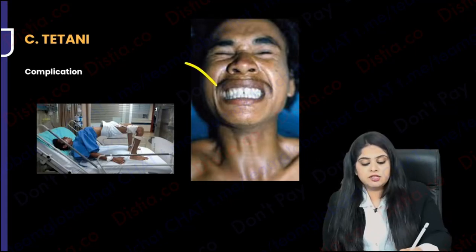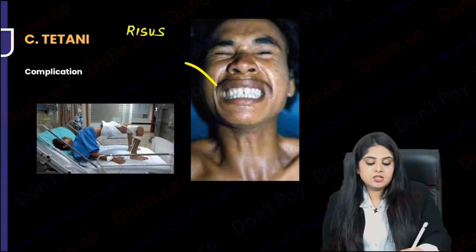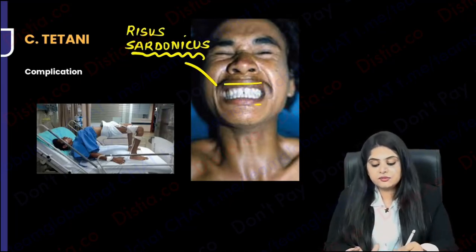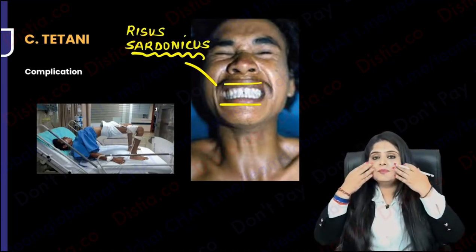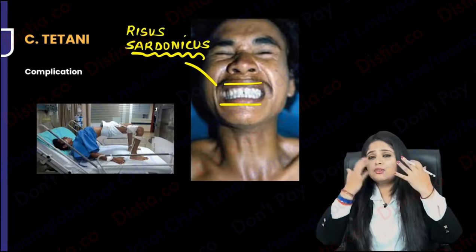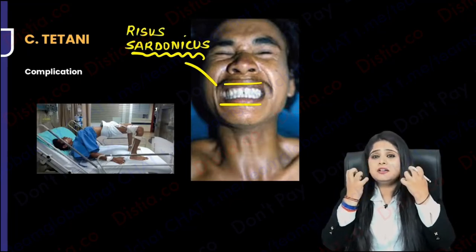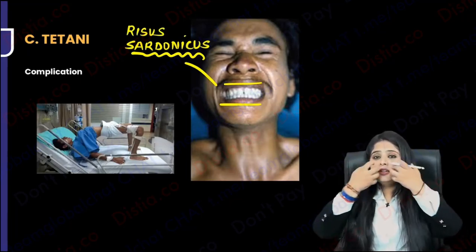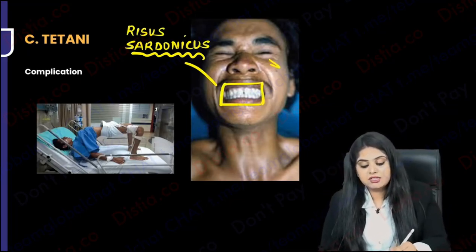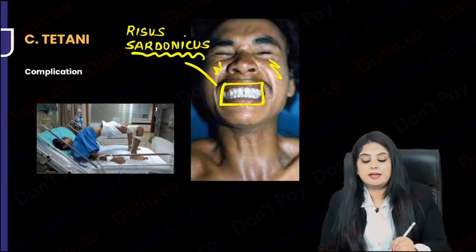Firstly, you see this over here, where it feels that the patient is smiling, but he's not smiling. Risus sardonicus. Sardonicus means sarcastic smile. It looks as if this patient is smiling. No, he's not smiling. Basically, his entire muscles have been contracted. Imagine, all the muscles here, extraocular and all these, are getting contracted. So when it gets contracted, it pulls your mouth, and that way it looks like he's smiling, but it's actually the muscle contraction over here. He's not smiling.